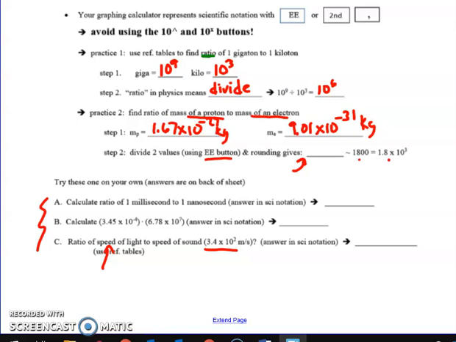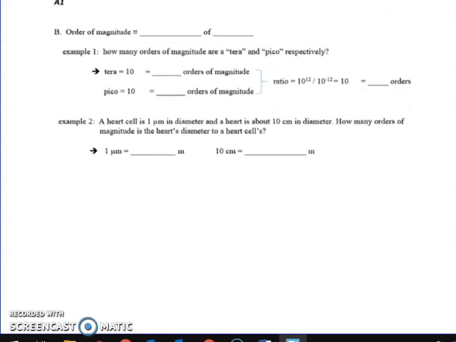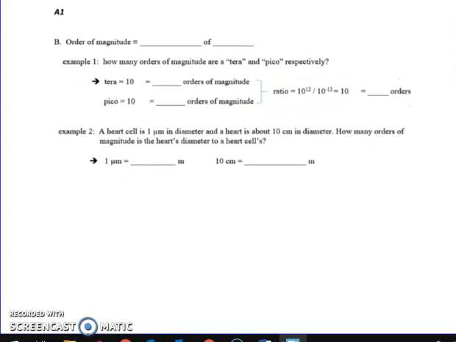Okay, last thing I want to finish up on is this concept of orders of magnitude. You'll hear that term here and there. I want you to know what it means. I'm not sure if you've been taught that in other science classes, okay? So an order of magnitude is just a fancy way of saying a power of 10.